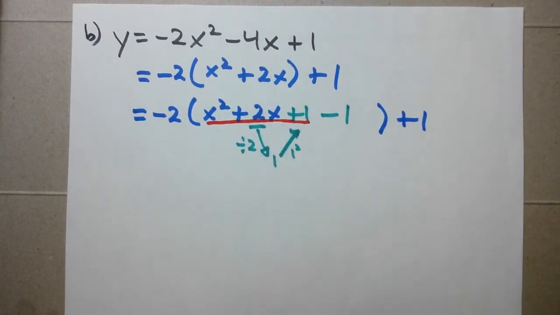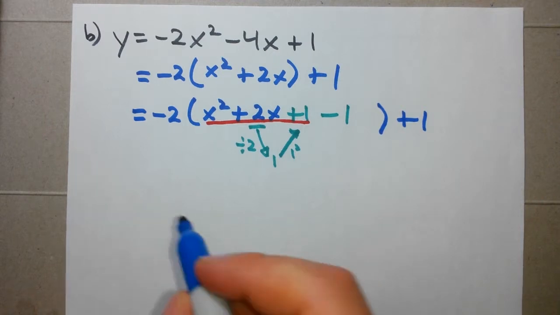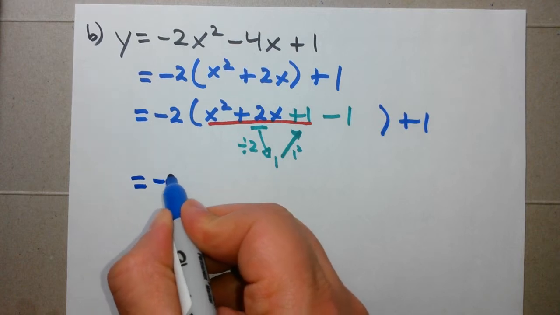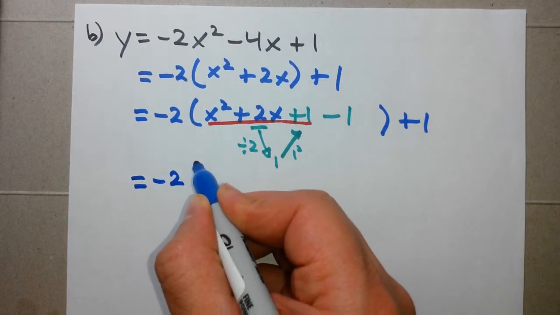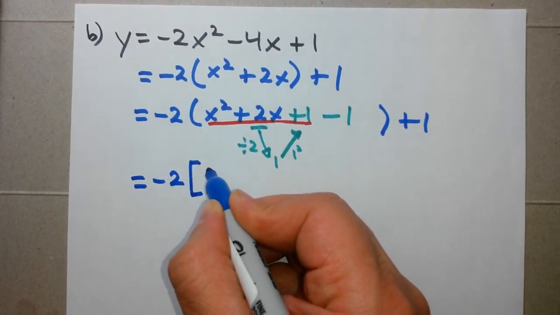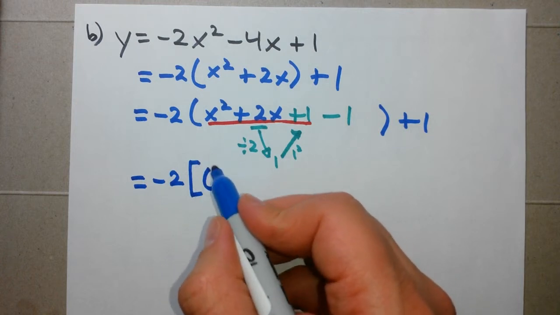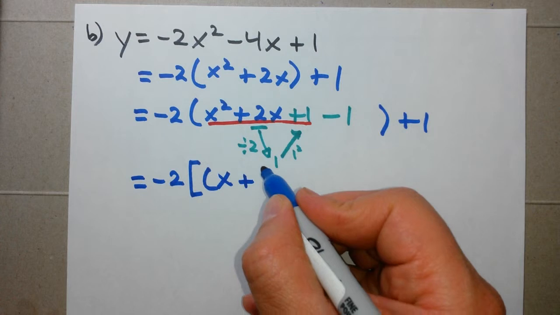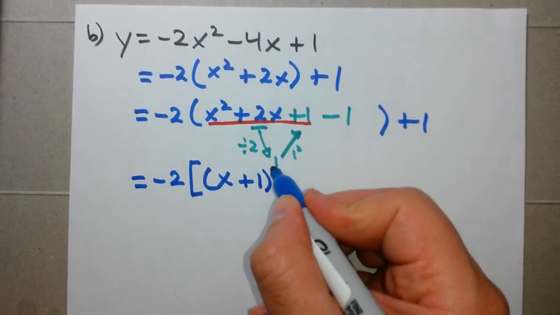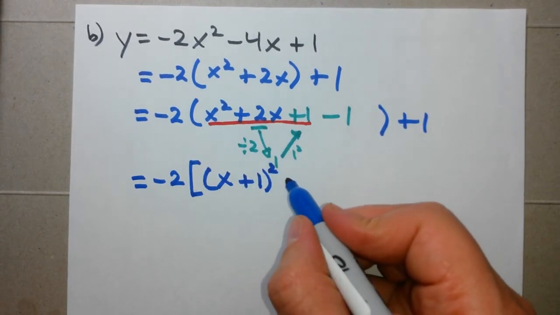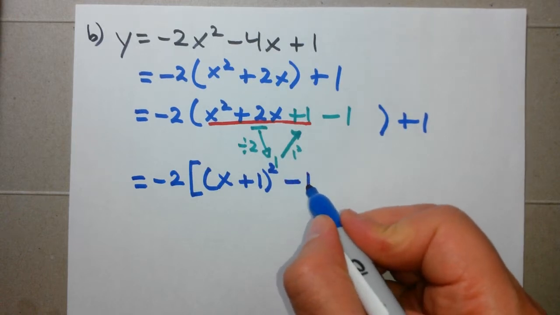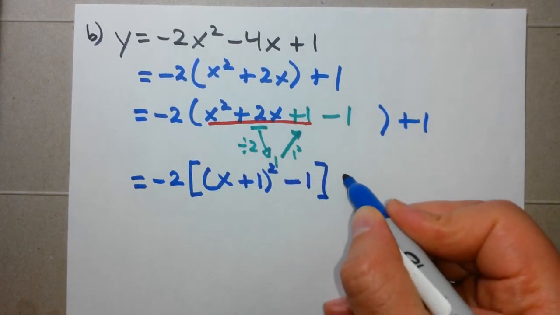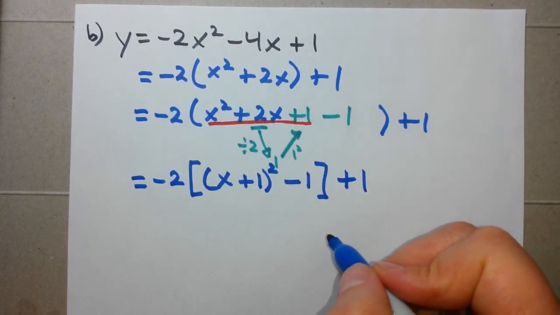Good. The next thing that we need to do is factor these three terms, because now these three terms are a perfect square trinomial. So let's do that right now. And we end up with negative 2, and now I'm going to use the square brackets, open square brackets, open parentheses, x plus 1 squared, and then we bring out the minus 1 here, close the square brackets, write plus 1.